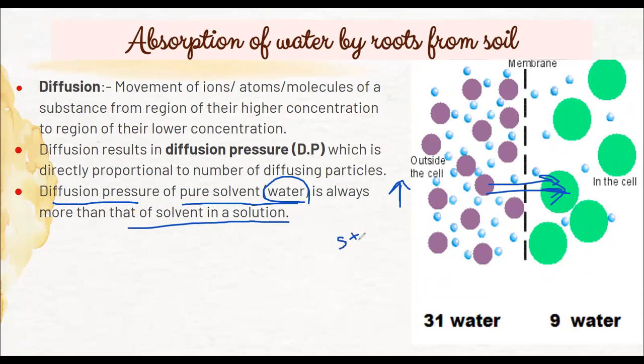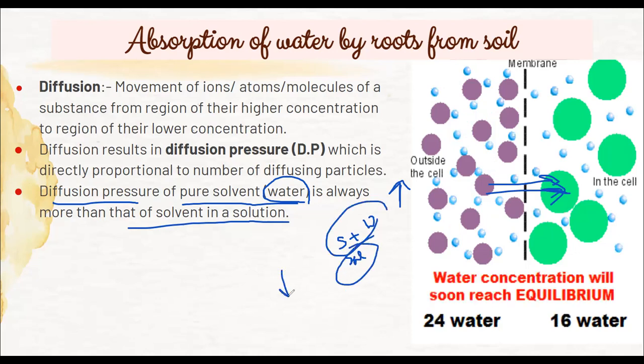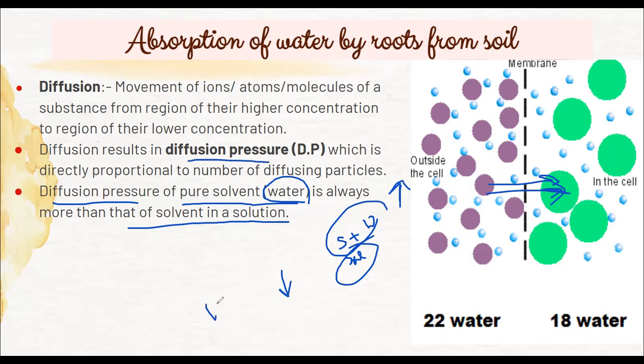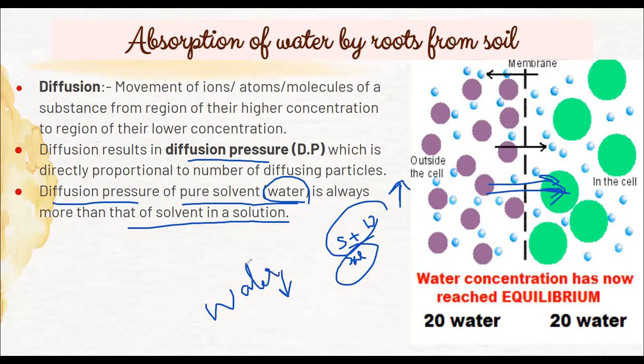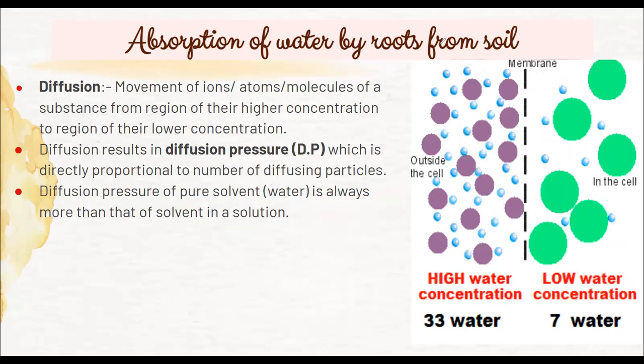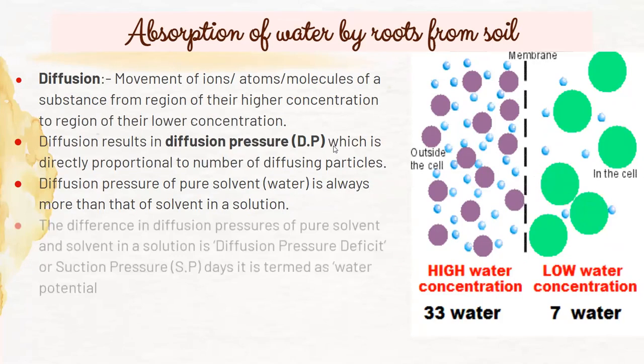Let's say sugar plus water or salt plus water. So this solution will have less DP, less diffusion pressure, as compared to only pure water, because the diffusion might be affected by the solute present in this solution. That is what we need to understand.